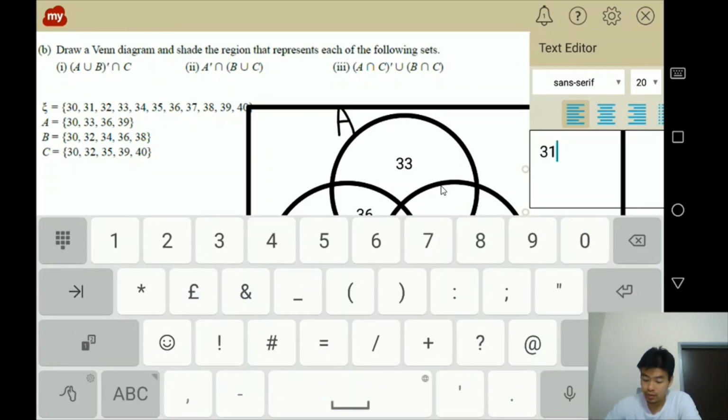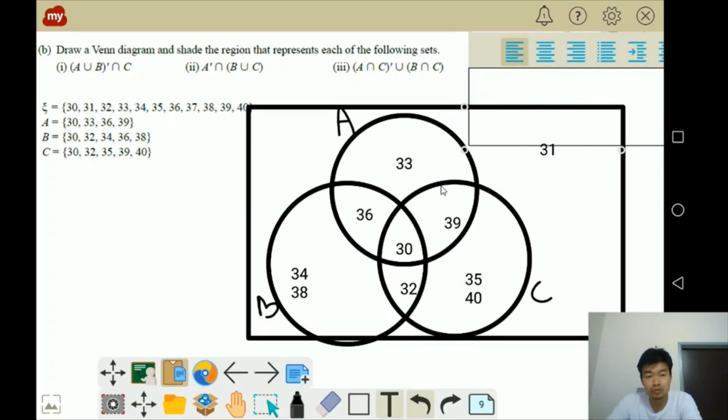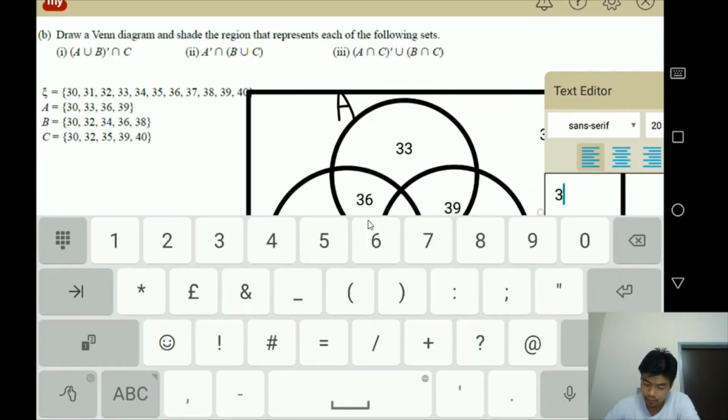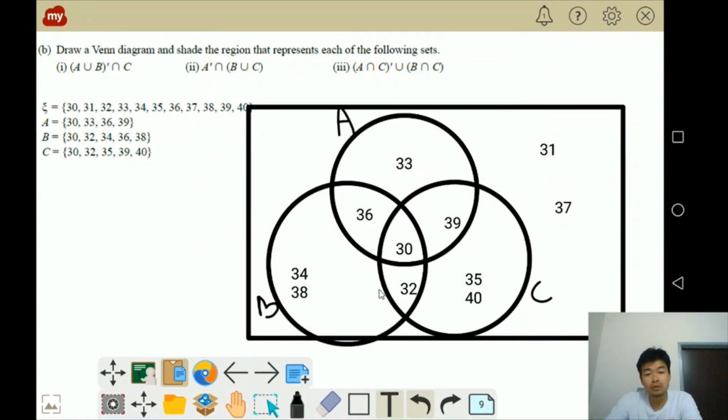Okay. What else? 32 I have already. 33 got already. 34 got. 35. 36. 37 don't have. Okay, so fill in 37. 38 got already, 39 got already, 40 already. Okay, now the Venn diagram is complete. Now I can start shading already.